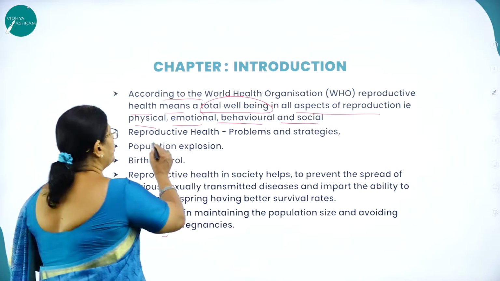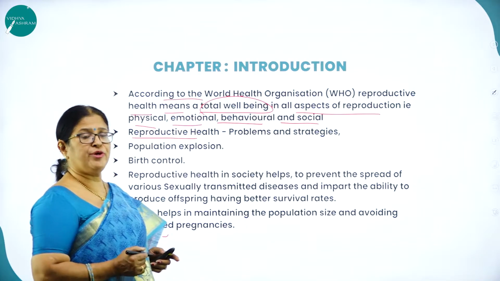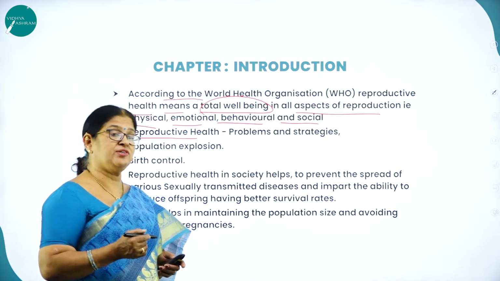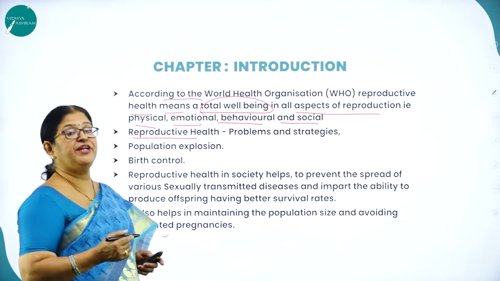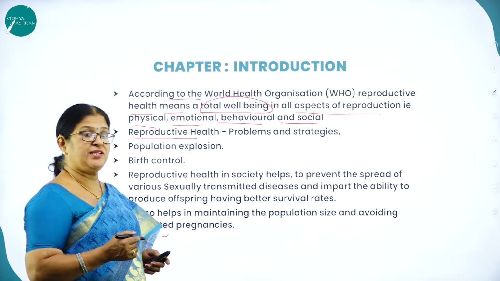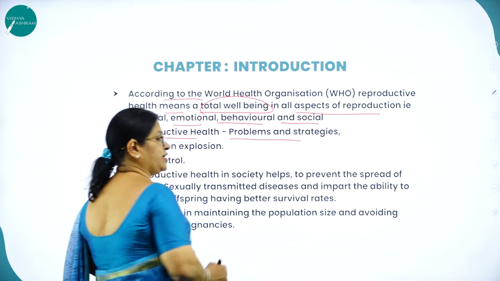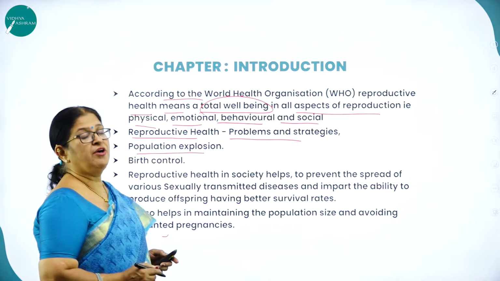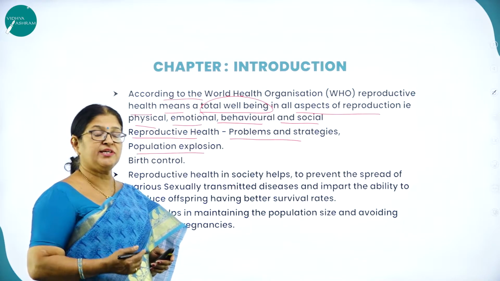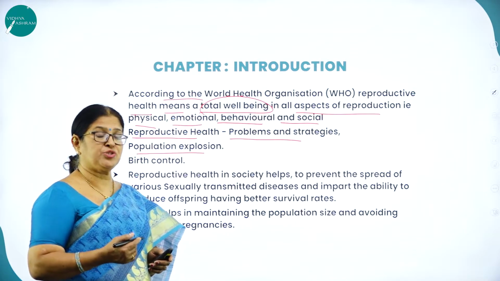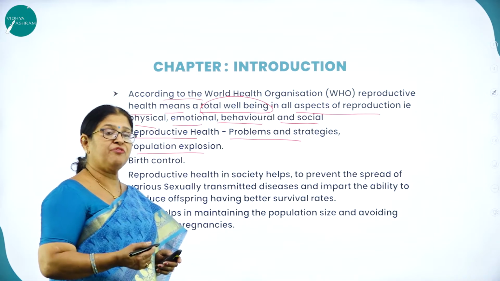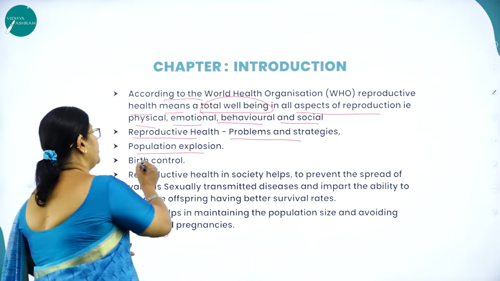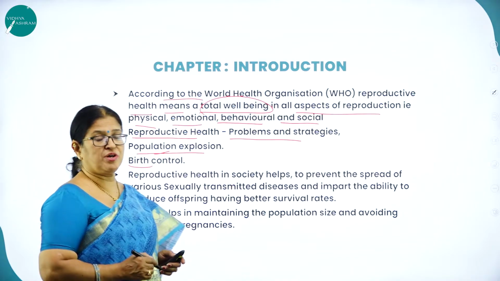Now, what are the problems that we are going to face in maintaining a reproductively healthy society? What are the strategies that we need to implement to maintain a healthy society? All that we are going to discuss in this chapter. One very important problem is population explosion. We all know that the population is increasing day by day, and particularly the younger age group is increasing. So maintaining good reproductive health is a challenge for the society, and we need to concentrate on all that in terms of reproduction.